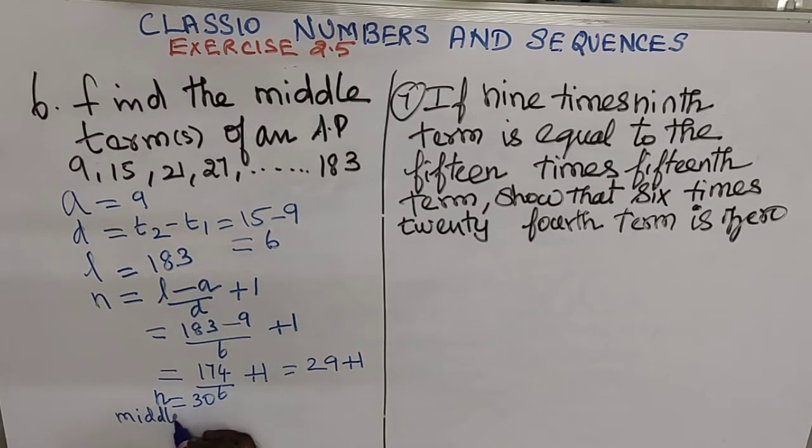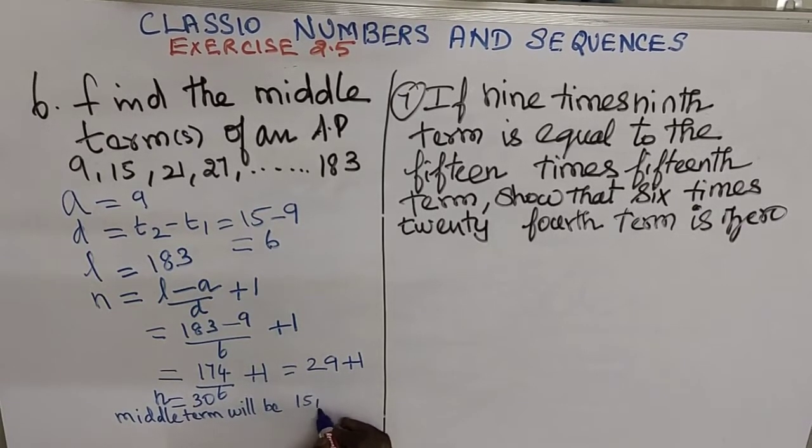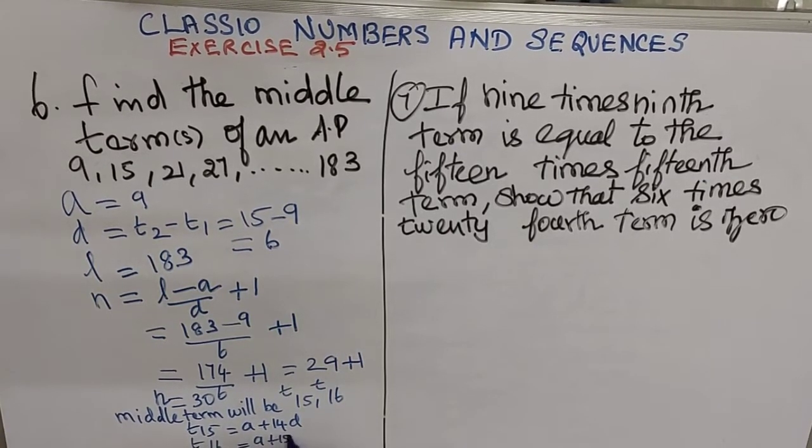So here the middle terms will be the 15th and 16th. That is T15 and T16. So we have to find T15 and T16. T15 is A plus 14D, and T16 is A plus 15D.